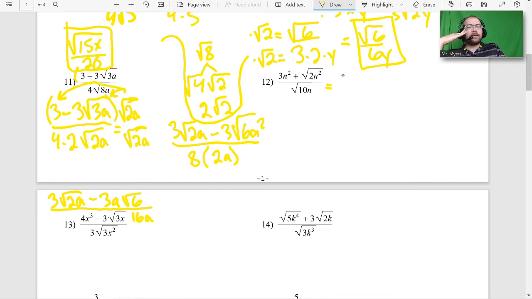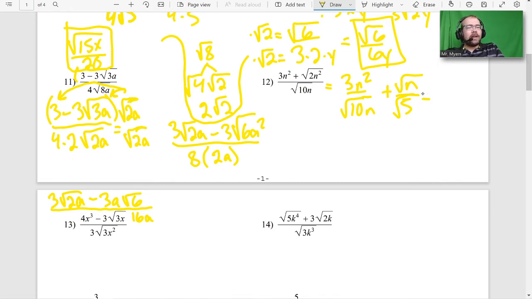Well, if we split it up first, we would do 3n squared over the square root of 10n, plus, and then we can simplify that. So 2 over 10. Well, let's go ahead and write it out. Well, I don't know if we'll have space, so let's go ahead and simplify it. 2 over 10 is 5, so I'd have a 5. N squared over n is n, so I'd have an n. Square root of n, square root of 5. Okay. Now I have to rationalize two different denominators.